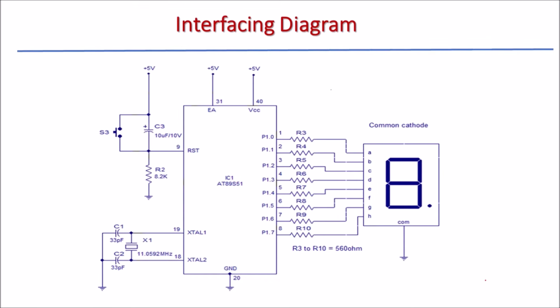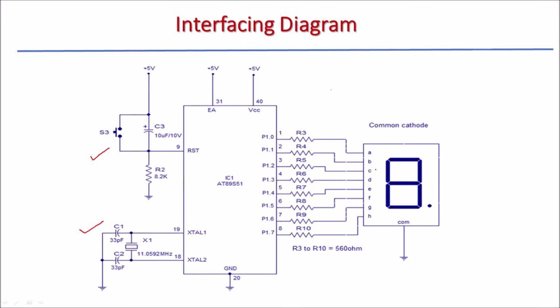Now this is the interfacing diagram of a common cathode 7 segment display with 8051. Here an 8051 IC, the AT89S51, is used. You can use any other 8051 IC to interface a 7 segment display. Here the reset circuit is shown, which is used to reset the microcontroller, and crystal connections are also shown. The EA terminal, external address terminal, is connected to VCC, that is 5 volt, and 5 volt is connected to VCC. Pin number 20 is ground.